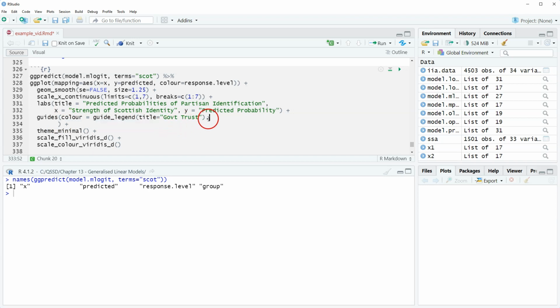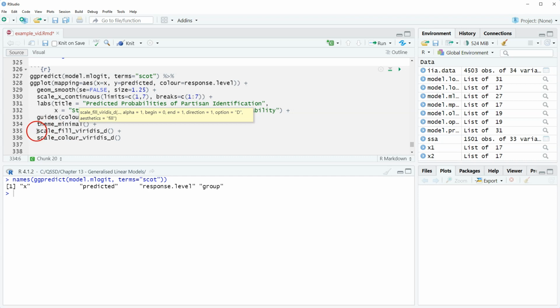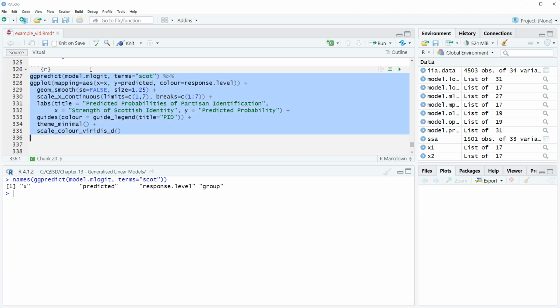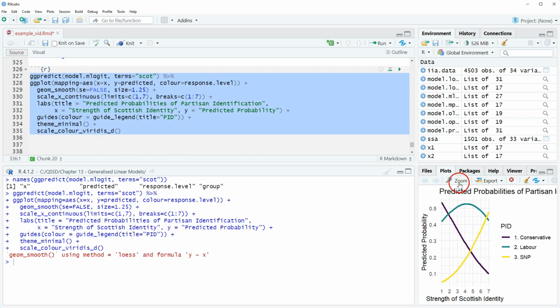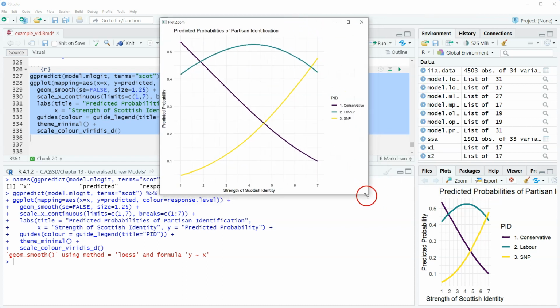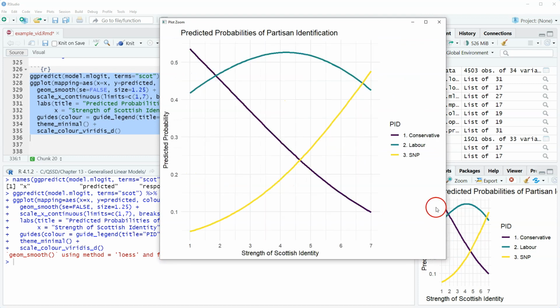I'm going to change this, instead of government trust, to PID. We're using theme_minimal and Veritas. We don't need fill, right? So let's get rid of that. We'll find out if we need to do something differently once we run this. Okay, I think that's good. Let's highlight all of it and run it. Yeah, that worked. I'm going to pop this out and drag it so it's a little bigger.